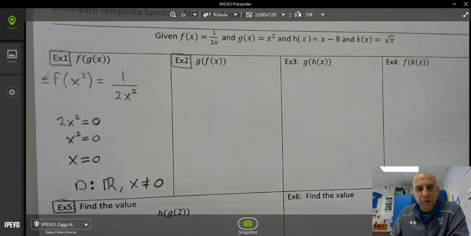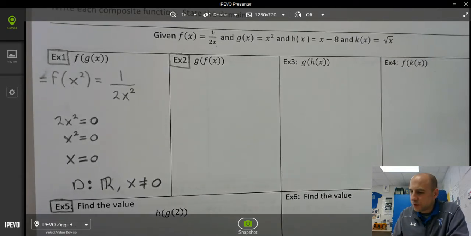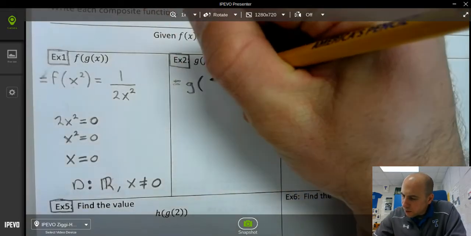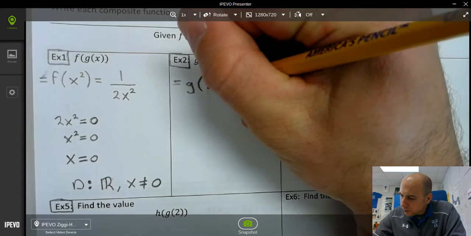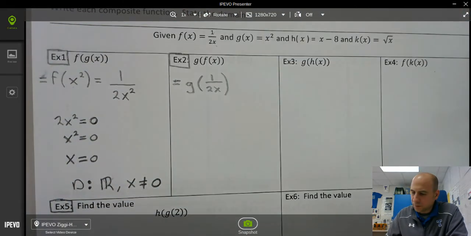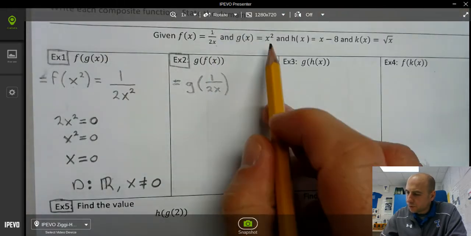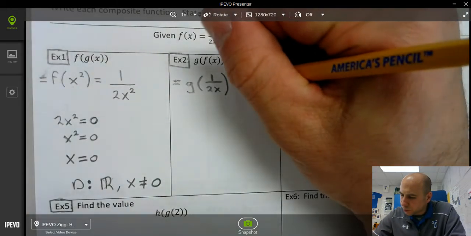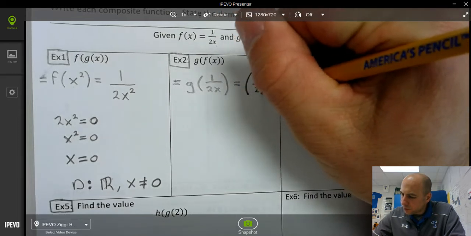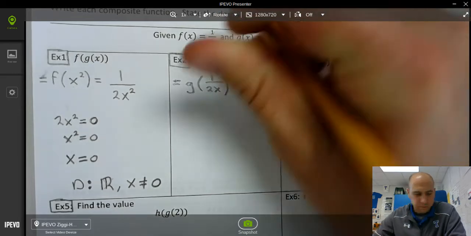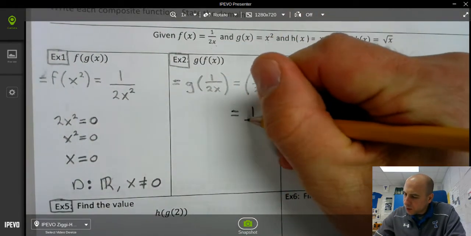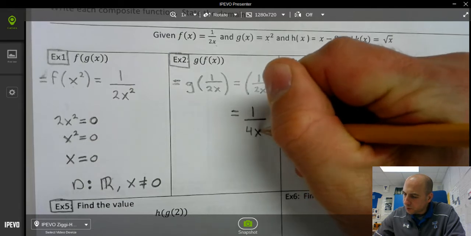All right, let's look at example 2. So now we have g(f(x)). So that's g. f of x is 1 divided by 2x. And so we're putting 1 divided by 2x into the x squared, so that's equal to (1 divided by 2x) squared, which equals 1 squared is 1, 2x squared is 4x squared.